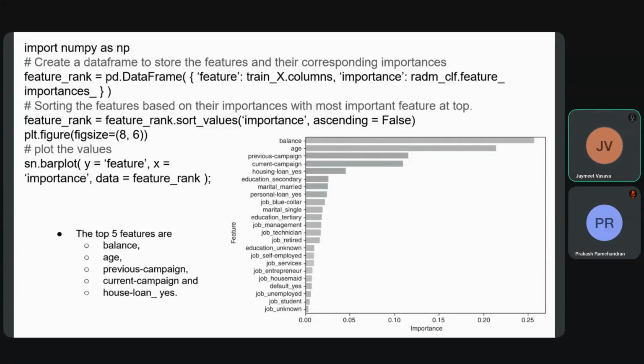And then plotting the graph on that, you can see the top 5 features that are most impactful for making the subscription of the banking's term plan. So the top 5 features according to the plot are balance, age, previous campaign, current campaign, and the house loan. Having a house loan, yes, basically means whether they have a house loan or not.